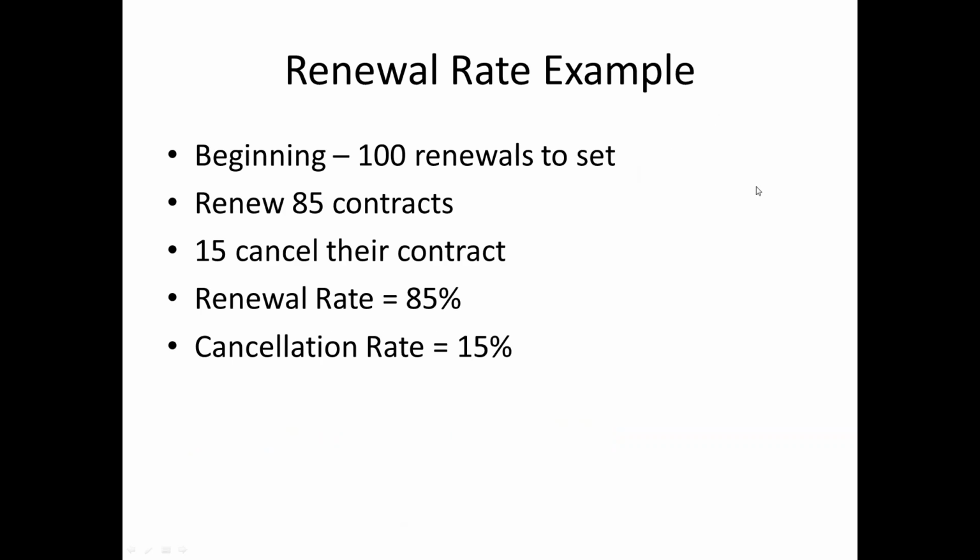So just a quick example, I think after seeing this, everybody will get what I'm talking about. Let's say we started with 100 renewals to set, and then out of that 100 you renew 85 of them, and thus the 15 that don't renew cancel their contract. So the renewal rate is 85%. It's 85 divided by the 100 that you had to set originally. And then the cancellation rate, it's 15 divided by the 100.